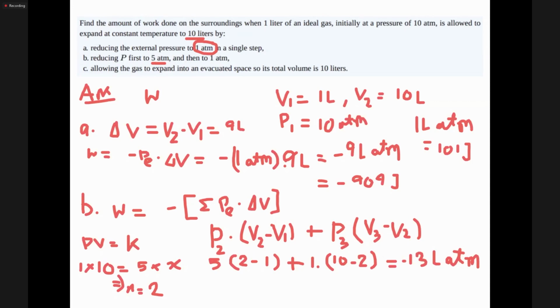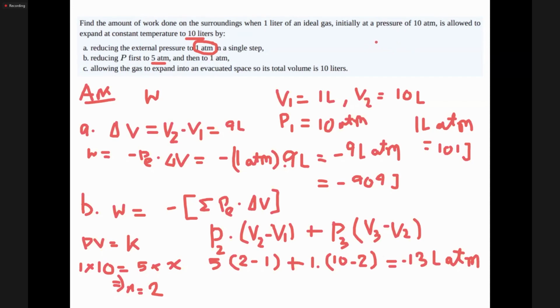So for the first scenario, that is A, we have a work done of minus 9 liter atmosphere. And in the second case, we have a work done which is minus 13 liter atmosphere. If you have a closer look at it, you will see the ideal gas volume was 1 liter, and finally it was pressed to 1 atmosphere from 10 atmosphere. So in the case of path A, it was from 10 to 1 atmosphere. In case of path B, from 10 atmosphere, it is going to 5 atmosphere first, and then it is finally going to 1 atmosphere. So we have two paths.